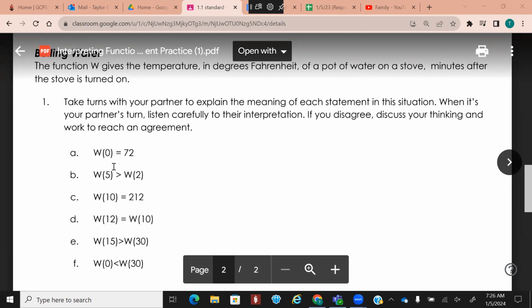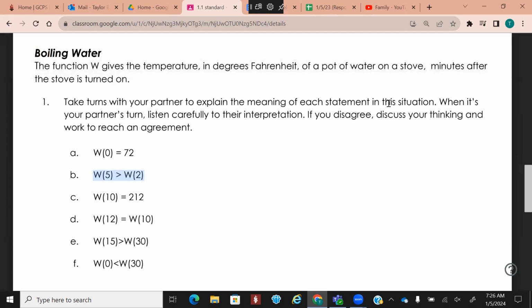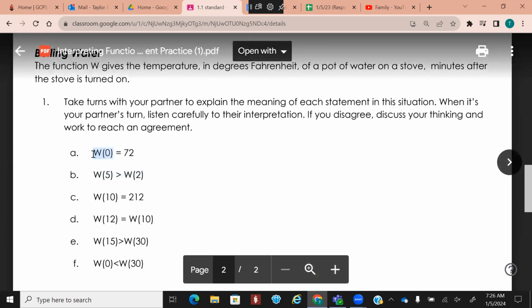I want you to use words like "in terms of context." So don't just say W of 5 is greater than W of 2. What does that actually mean in this scenario? I'm going to give you about 5-ish minutes to work with a partner, and then we're going to collaborate on that. Take turns. Somebody go first, describe what this means, and then go to the next one.